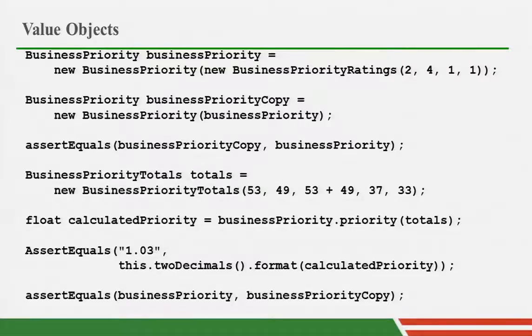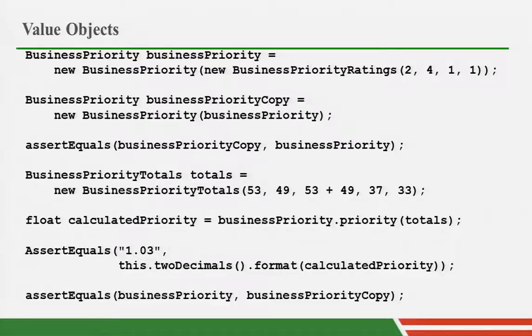I can then create this business priority totals concept, an instance of that, and then calculate a priority of this business priority based on the totals. And this is actually from a backlog. These are a number of backlog items in a Scrum sprint, or not a sprint, but in a product. This is a product backlog, and so we can calculate the priority of any business priority relative to all other business priorities, and then we can assert that this is the right value. So that's our test.